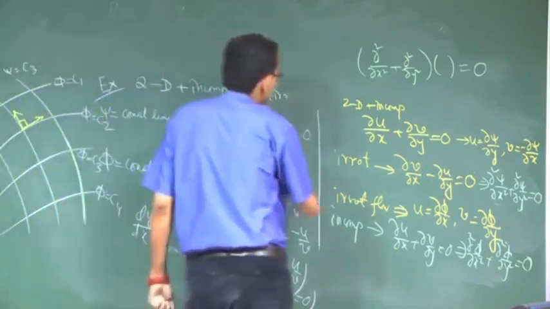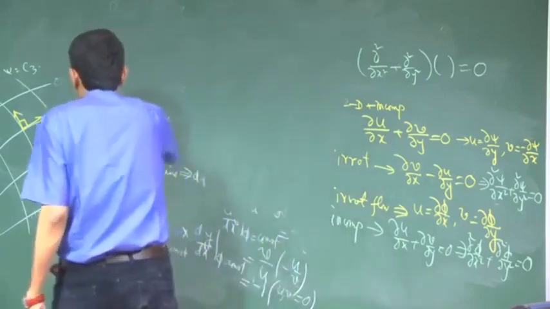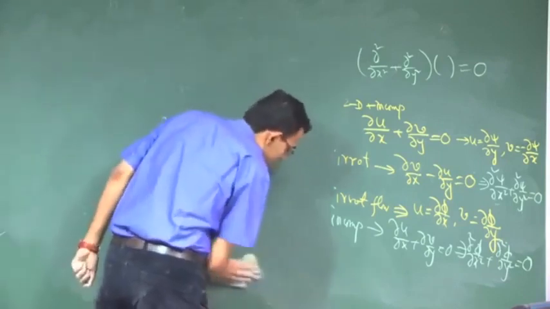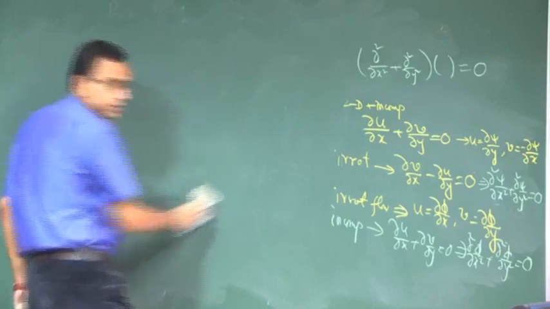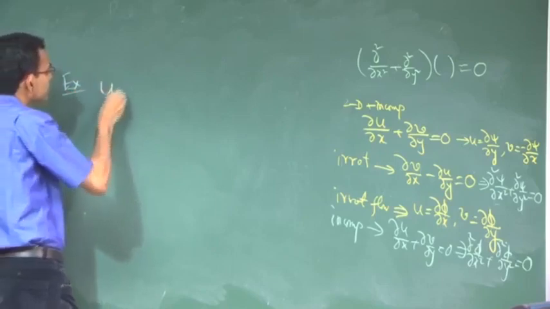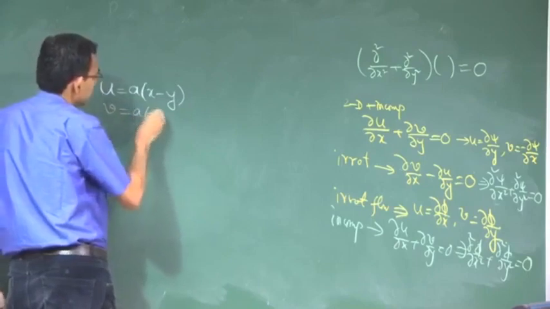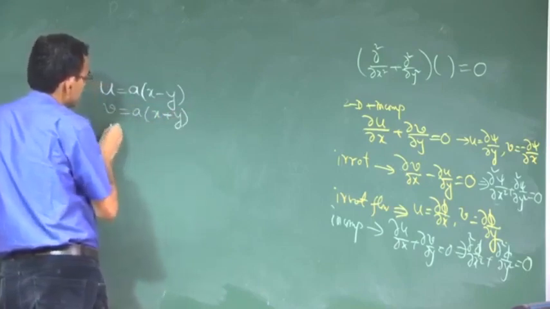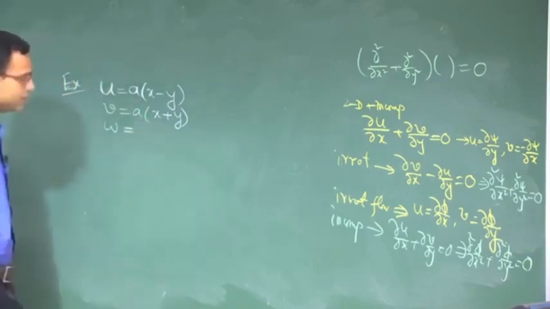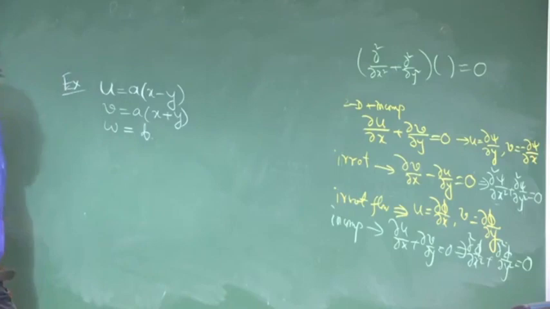So, with this little bit of discussion on the stream function and the velocity potential, we will work out a simple problem, the outline of a simple problem, and then we will call it a day so far as our discussion on kinematics is concerned. So, let us say that you have a velocity field, W is not 0, let us say W equal to some B, okay, in appropriate units.